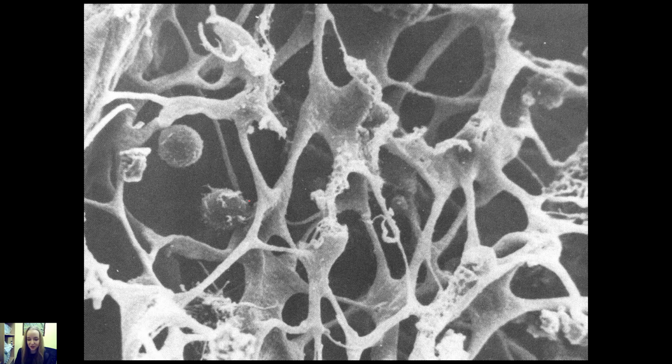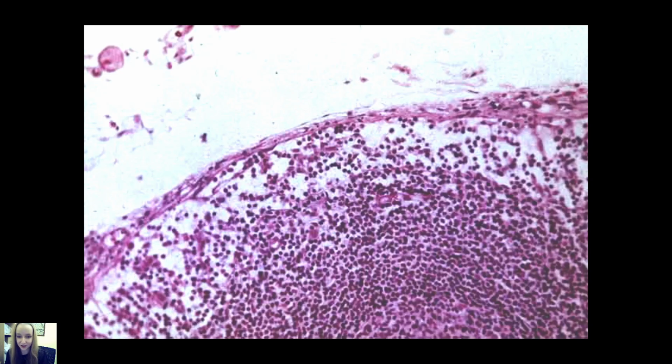And this is really how the structure looks. As you can see, it's more of a network of reticular fibers over here. And here we can see nice cells, probably lymphocytes, sitting there, doing their job. So reticular fibers are creating this network.